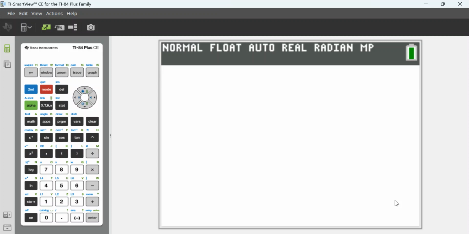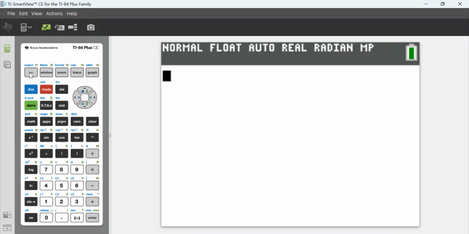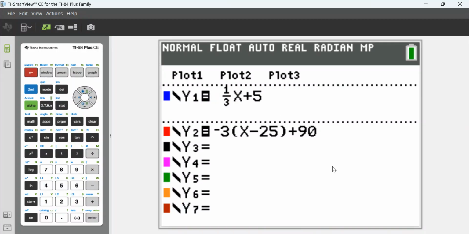All right, today we are going to look at how to find the intersection points of two graphs. So to start with, you want to go to y equals and type in your equations. Remember that in the TI-84 calculator, all of your equations have to be solved so that you have y equals the rest of your equation. You cannot have anything else on the left side of the equation with y.